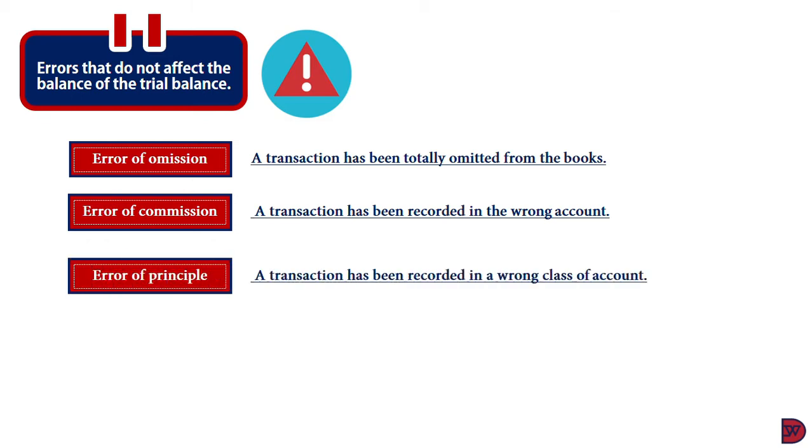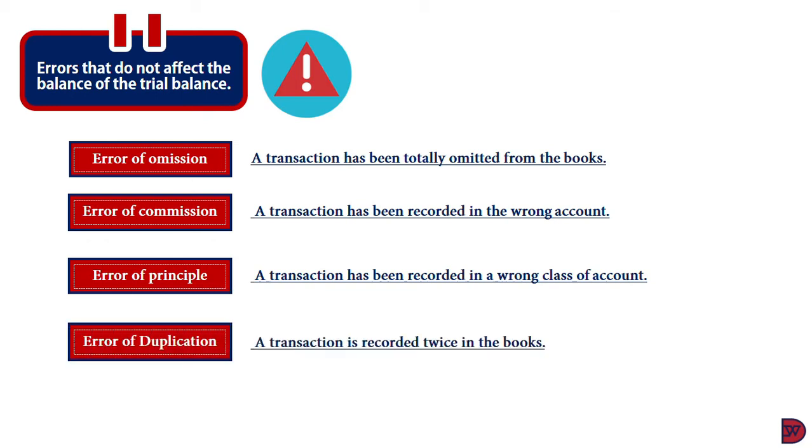Error of principle. A transaction is entered into a different class of account with the same double entry rule. Example, a property, plant and equipment purchase of $100,000, which is an asset, being debited to the rent account, which is an expense. Error of duplication. This occurs when a transaction has been recorded twice. For example, a cash sale of $1,000 debited and credited twice to the cash and sales account respectively.